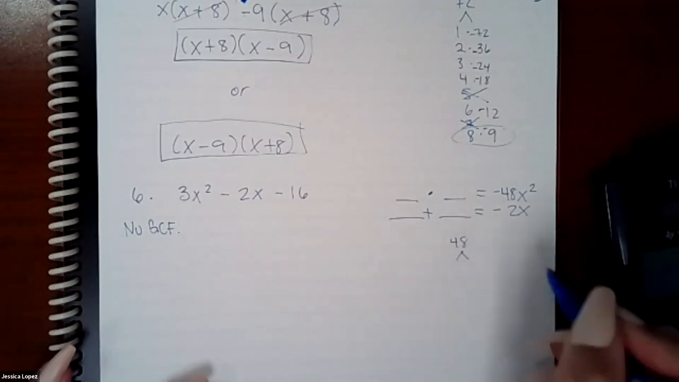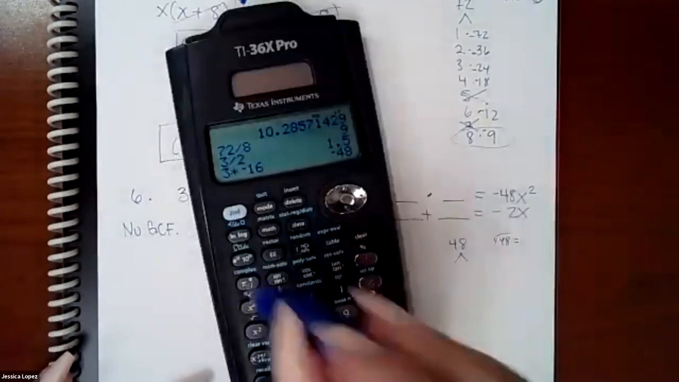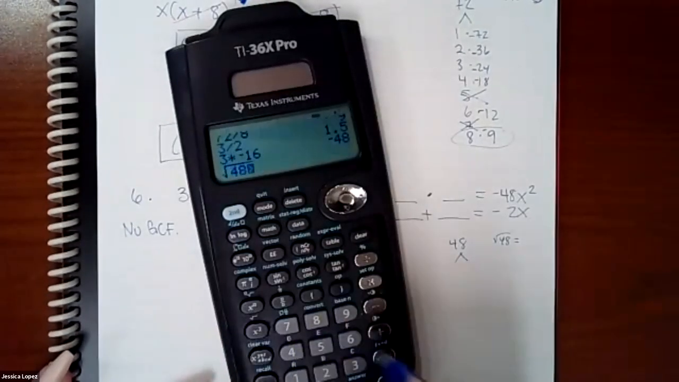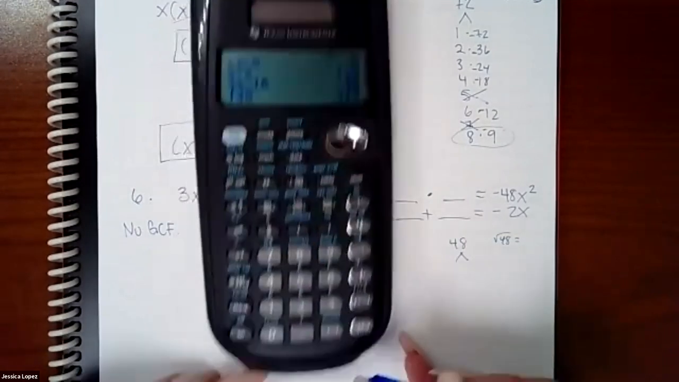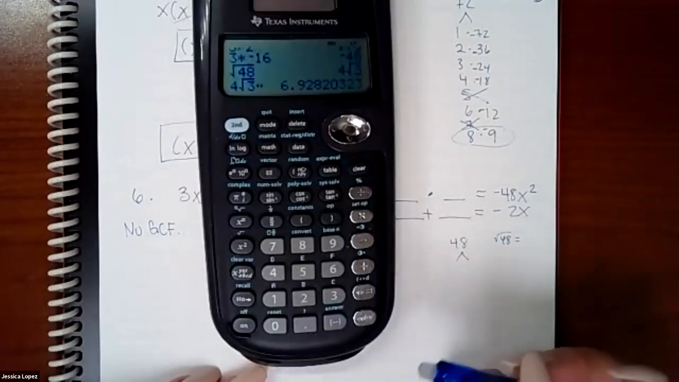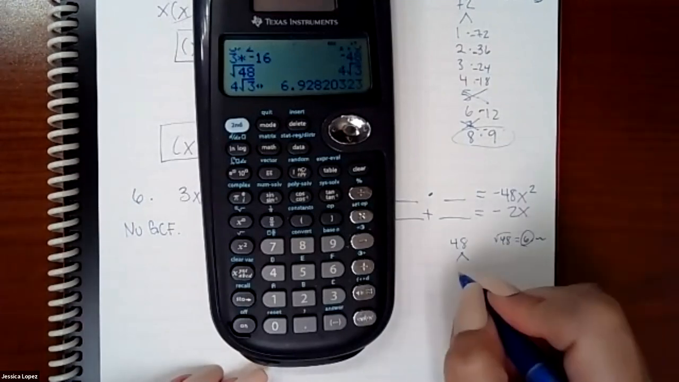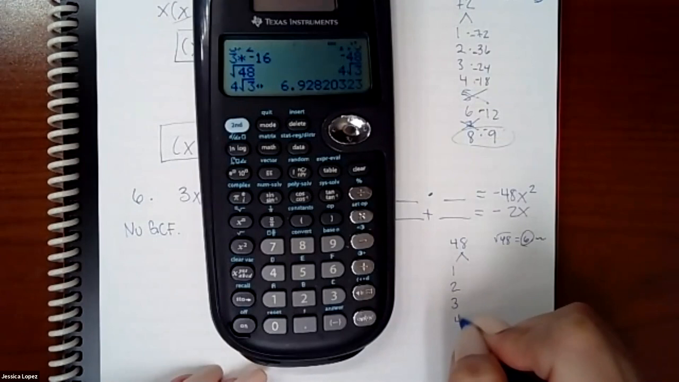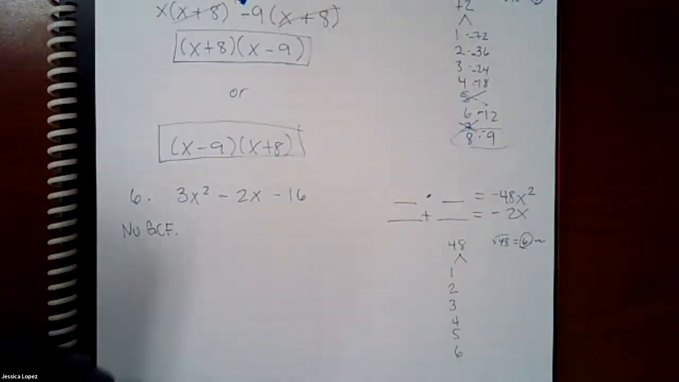And how far down do I go on the number line? So let's see, square root of 48. Oh, that's that weird square root stuff again. So I'm going to hit that little double arrow. There we go, 6 point something. So we're going to go 1, 2, 3, 4, 5, 6. And that will guarantee me that I have all the factors.